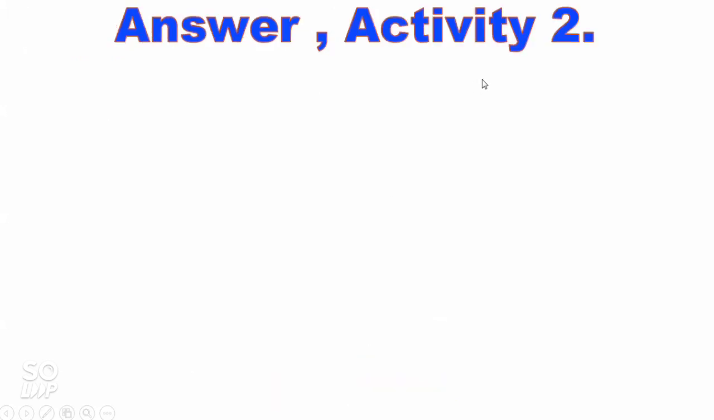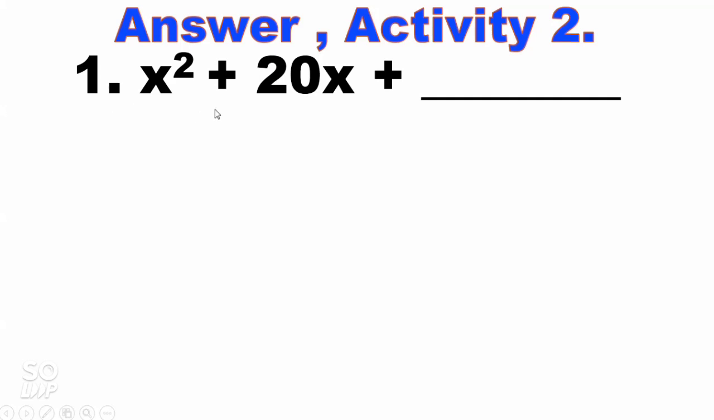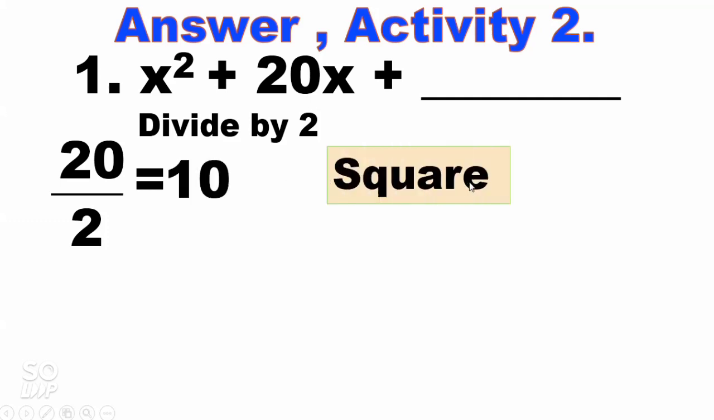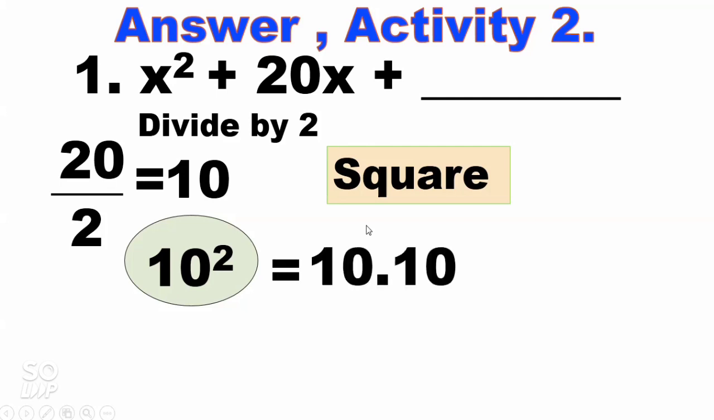Okay, so this is the answer for activity number 2. Number 1, x squared plus 20x plus blank. Again, divide natin yung 20 sa 2. 20 divided by 2, the answer is 10. And then square lang natin yung 10. 10 times 10. The answer is 100. Yun yung pangatlong number o pangatlong term natin. Okay, yan yung number na i-add natin para maging perfect square trinomial. So, magiging x squared plus 20x plus 100.